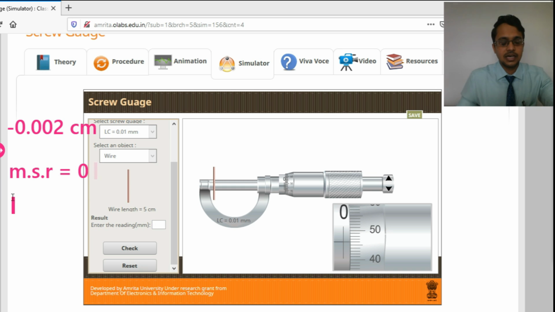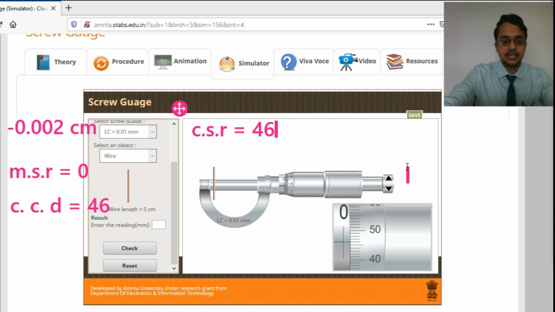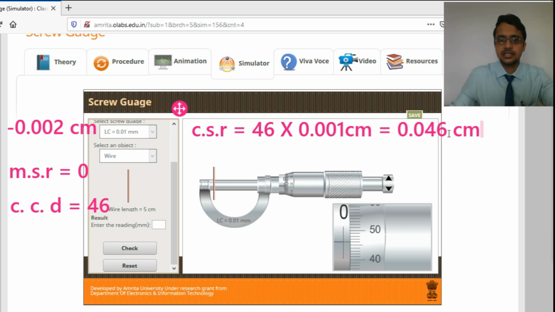Now come to the circular coinciding division. Look here, the circular coinciding division is 46. Then how will you calculate the circular scale reading? Circular scale reading is the circular coinciding division, that means 46, into the least count, that is 0.001 centimeter. So you will get 0.046 centimeter. So this is one reading.